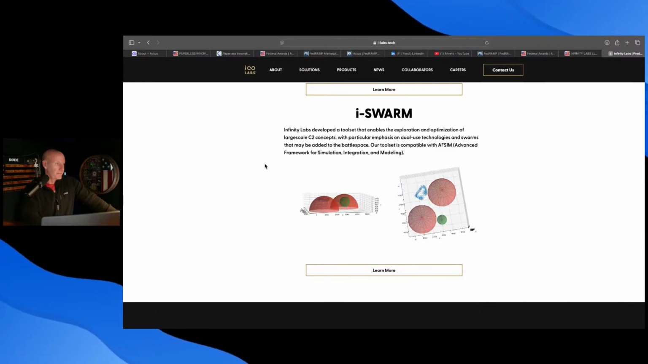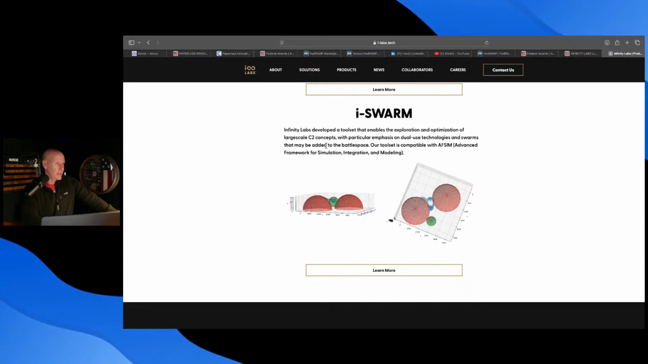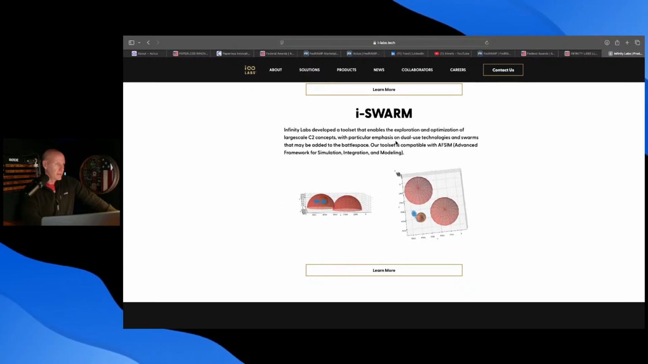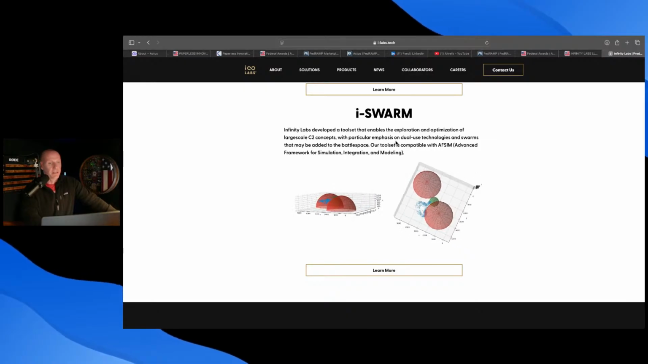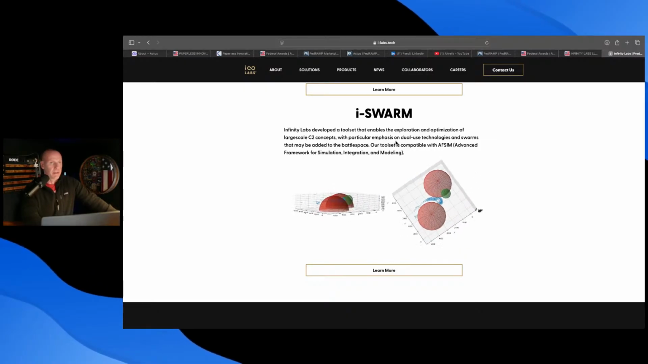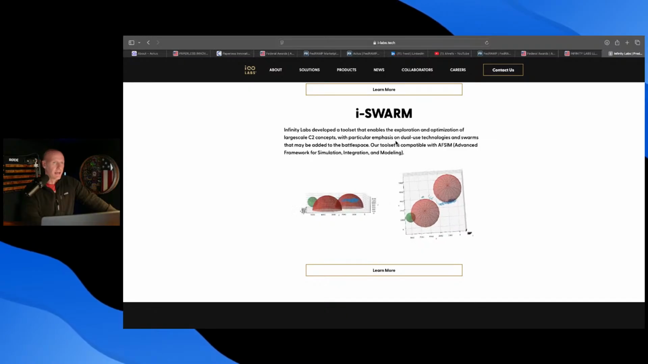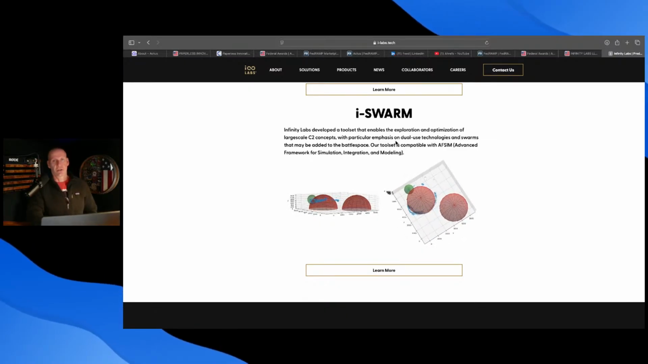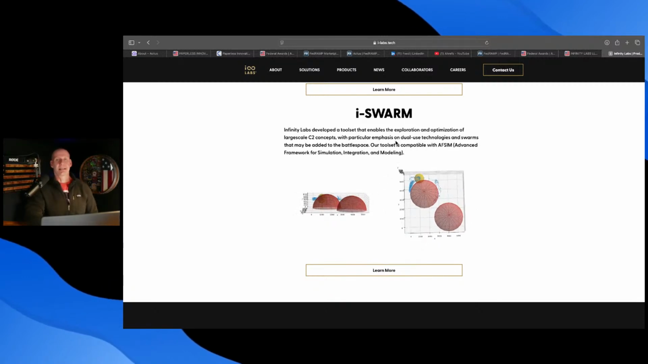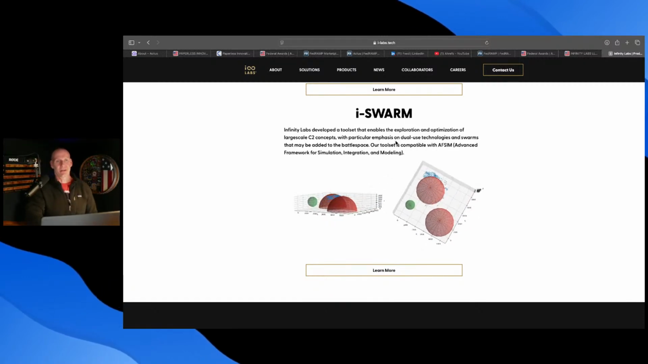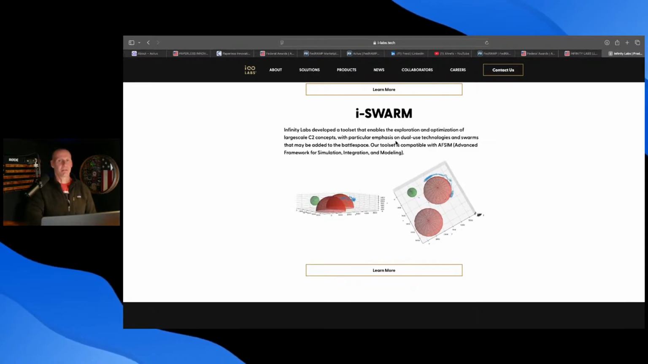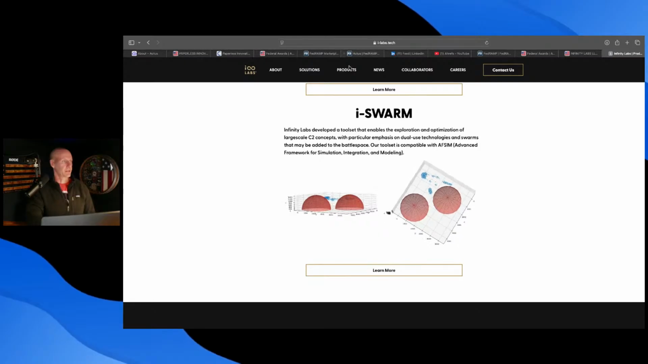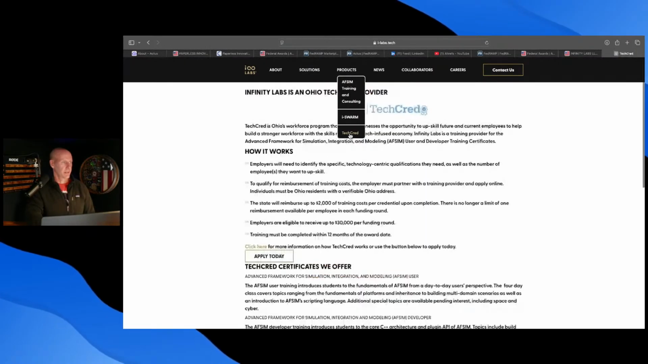iSwarm. I like the name. It enables exploration and optimization of large-scale command and control concepts. Okay. Well, that's interesting. And by the way, this is a big push in the Department of Defense right now. They're looking at something called JADC2. They change the names around every now and then. That stands for Joint All-Domain Command and Control. Just think, link everything, every data point together, whether you have reconnaissance aircraft, satellites, intel, how do we get the right information to the right user at the right time, right? So that's interesting. Tech cred.